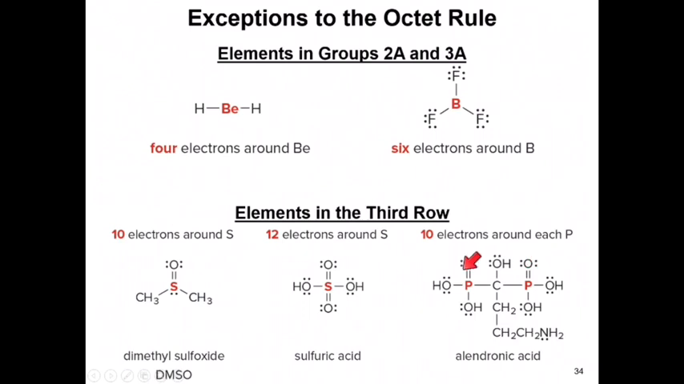Both phosphorus atoms in alendronic acid contain a total of 10 electrons. And the reason why these elements on the third row and below can accommodate more than 8 electrons is because of the fact that they can access the d orbitals.